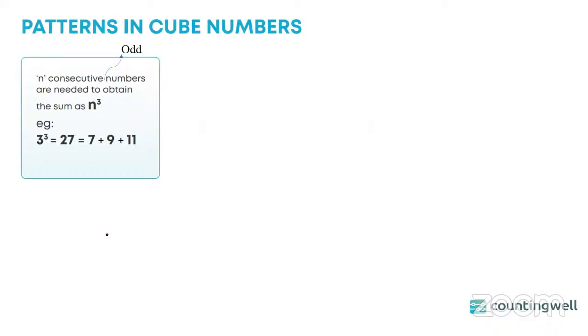Let us see some patterns in cube numbers. We see that n consecutive odd numbers are needed to obtain the sum as n cube. In this case, we have 3 consecutive odd numbers, which are 7, 9, and 11. We take these 3 consecutive odd numbers 7, 9, 11, and we get the sum as 3 cube. You can try this for other cube numbers as well.